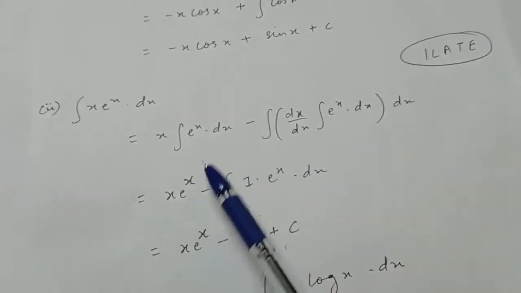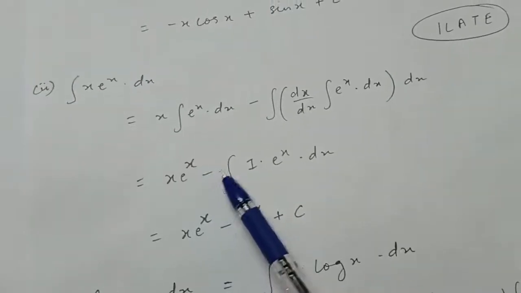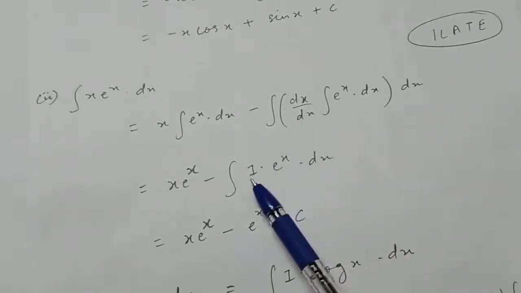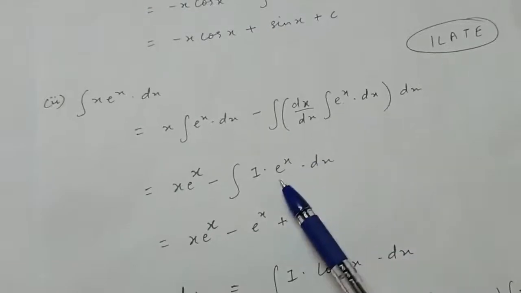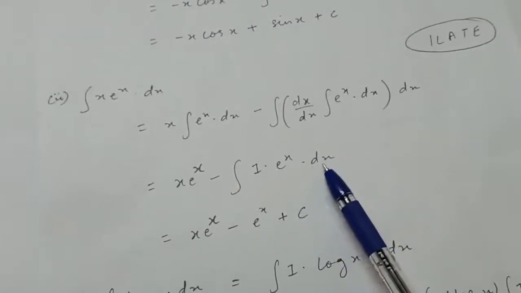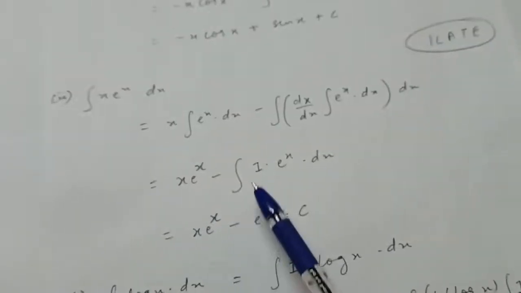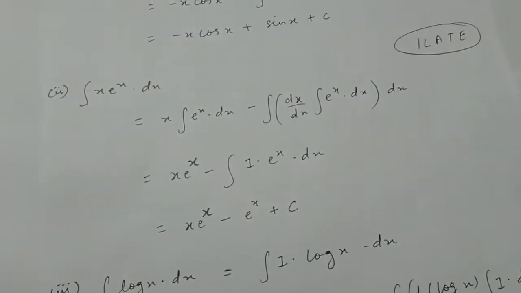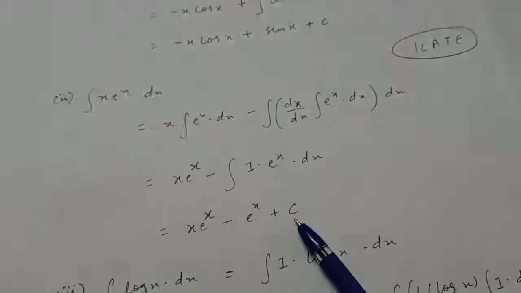Now x as it is, integral of e raised to the power x is e raised to the power x, minus integral of derivative of x with respect to x, which is 1, into integral of e raised to the power x, which is e raised to the power x, into dx. Now x into e raised to the power x minus integral of e raised to the power x is e raised to the power x only, plus c, right? So this is how you can solve it.